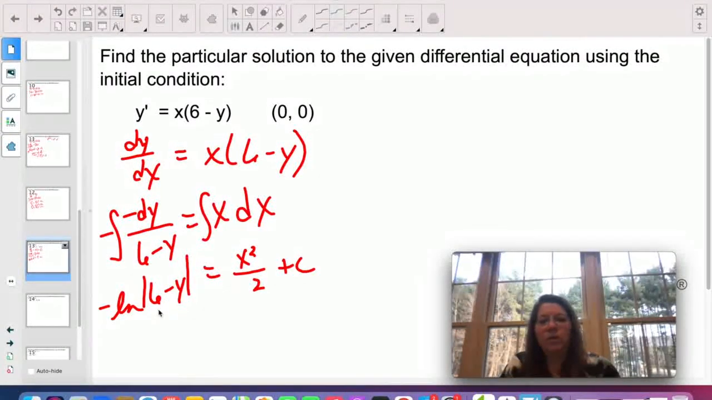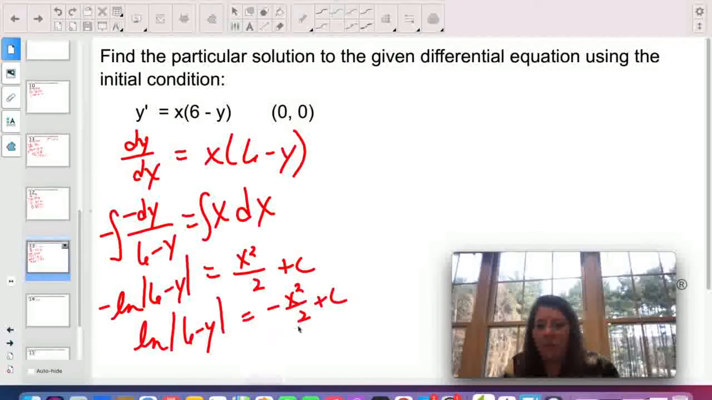So I know in order to get rid of the natural log, I am going to need to put an e in front, but there's a problem here with that negative. I want to go ahead and get it on the other side. So if I divide both sides by a negative, I'll have the natural log of the absolute value of 6 minus y equals negative x squared over 2 plus c.